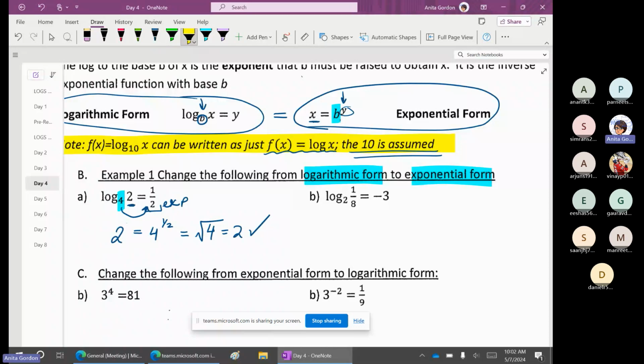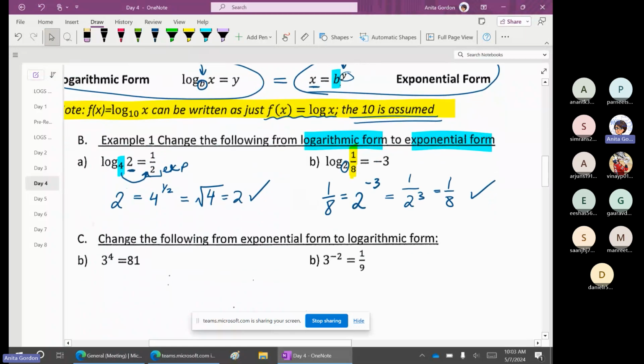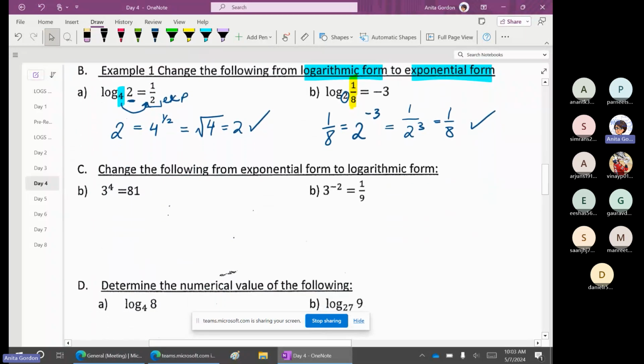So when we're converting, the inside of the log becomes the result. So this is 1/8 equals. The base of the log becomes the base of the exponential. And whatever's on the other side becomes the exponent. So if I were to rewrite this again using exponent laws, this is 1/2 to the 3, which is the same as 1/8. So this is also correct. Okay, so we're just practicing going back and forth between the two ways of writing exponentials and logs. They're inverses of each other.